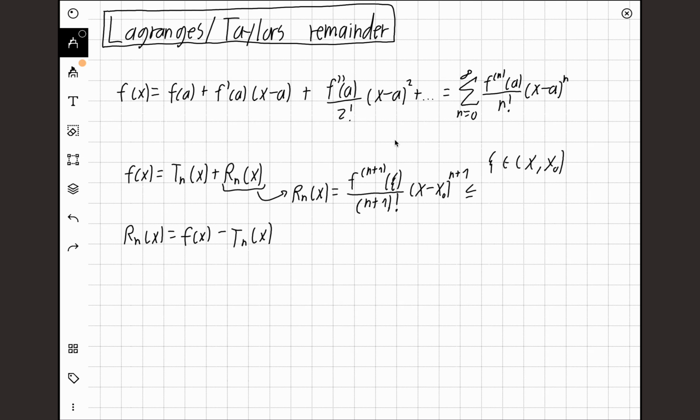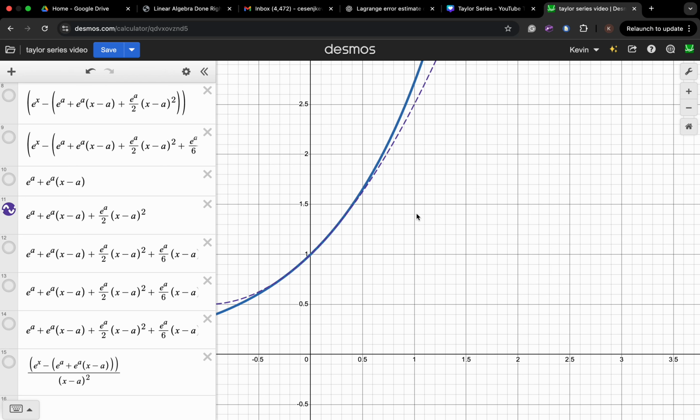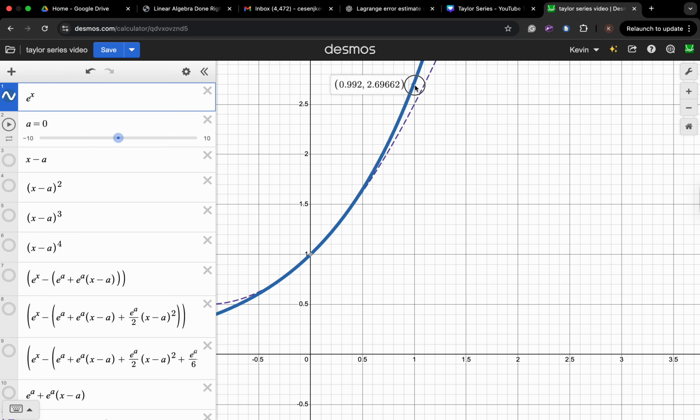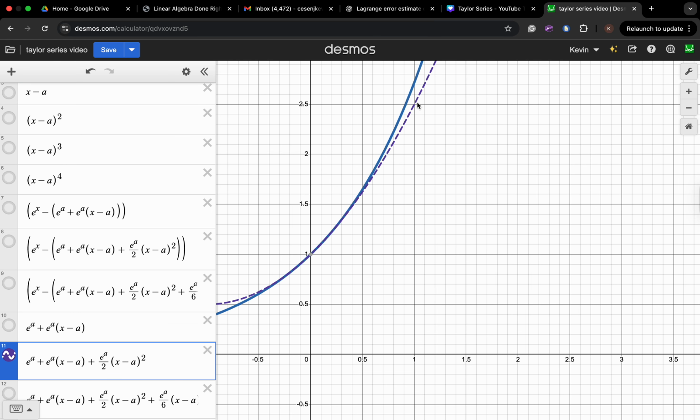Our error will just be our function. Like in this example, it's e to the x evaluated at x equals 1. This is the value of our function here, approximately 2.69. And then this will be our approximation, and the error is just the difference between these two.